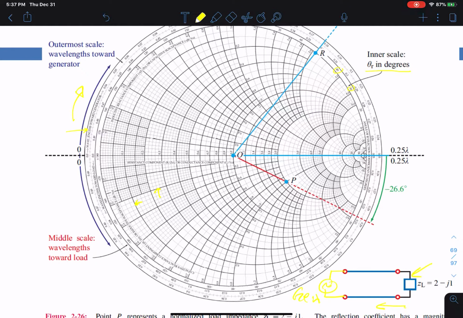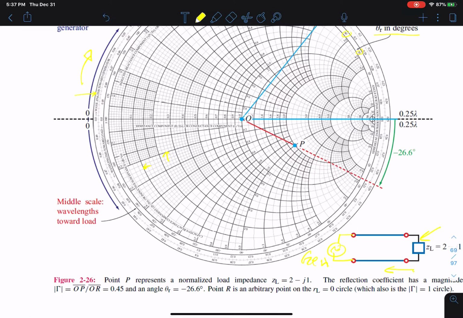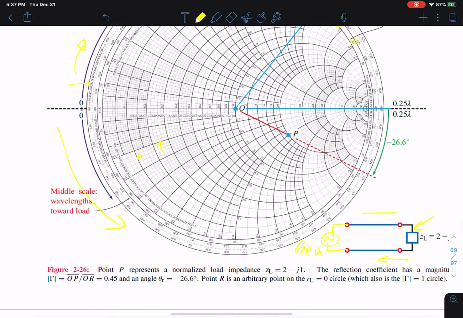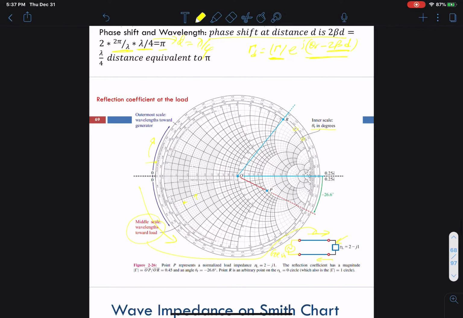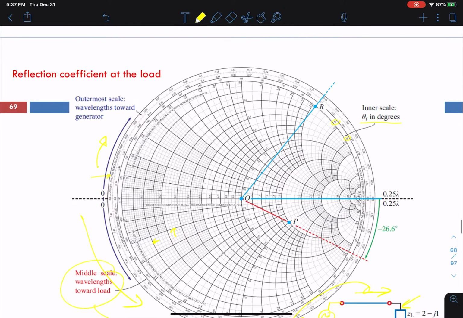All right. So then the second, middle circle over here represents the wavelength when you are walking towards the load. So if you now walk this way, that is the middle circle, towards the load. So there are two ways of walking, one towards the generator, one towards the load, right? So that's how you measure how much you walked. Everything in terms of lambda.